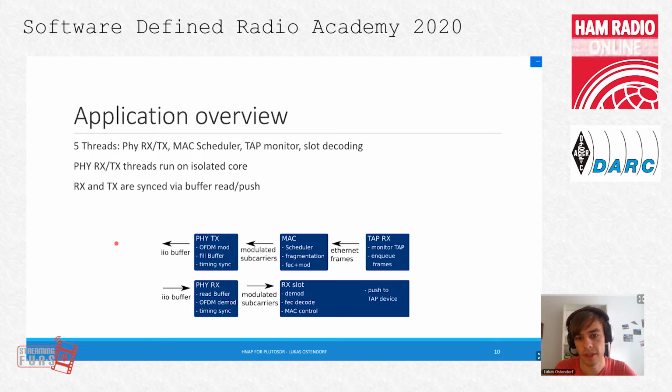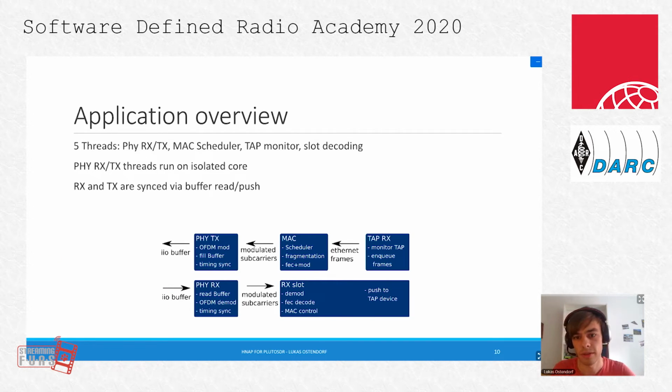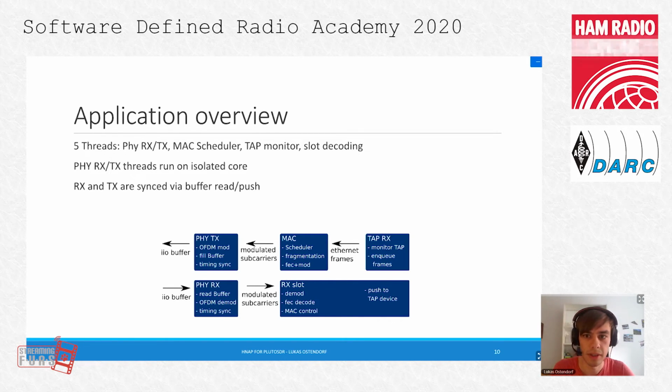Our system, so these RX and TX paths, are synchronized via the buffer read and push operations. So the liquid-dsp buffer receive and buffer push are blocking operations. So once they are set up, the threads are implicitly synchronized.